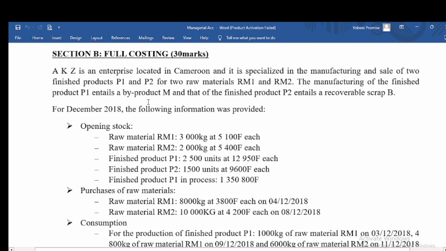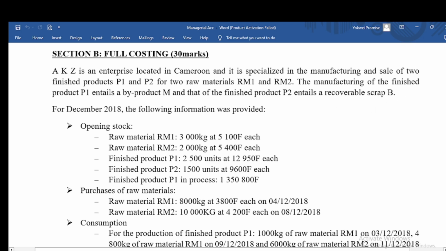So today we are going to be solving this full costing problem that we have in front of us. So the problem goes thus. Well, you can just take time and read the question. They say AKZ is an enterprise located in Cameroon which specializes in the manufacture and sale of two products, product P1 and P2, right? So this is the detailed information about the problem.